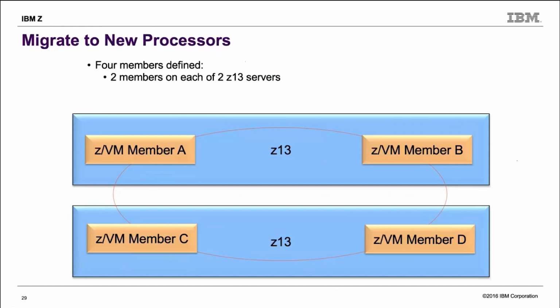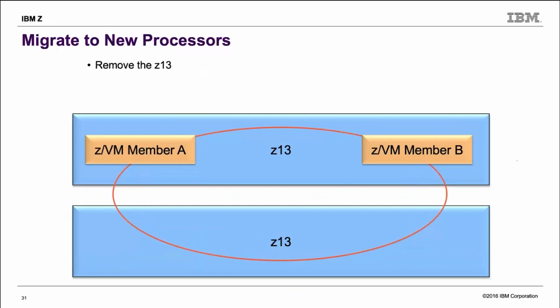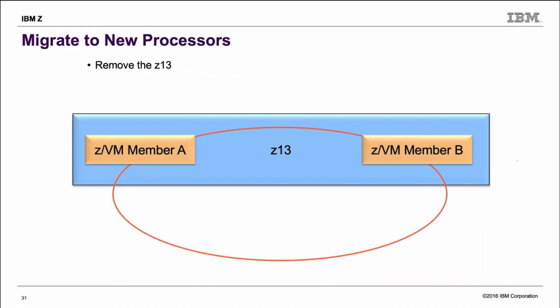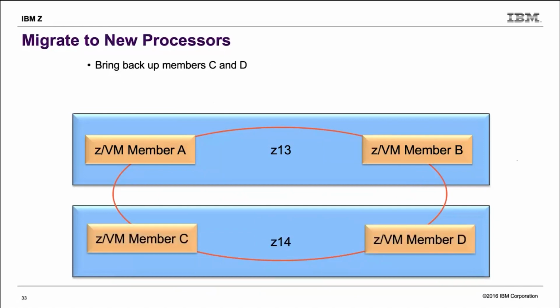Or I guess for the sake of being modern, you could visualize this as also currently being on Z14 and moving to Z15, right? The process would be the same. What we would do is move the workload off of one of the Z13s. In this case, we'll move members C and D workload to members A and B, respectively. Right? Then with that workload offloaded, we can move out that Z13 and move in the Z14 box. Then we can bring members C and D back, and we can move that workload that we offloaded originally back onto members C and D.